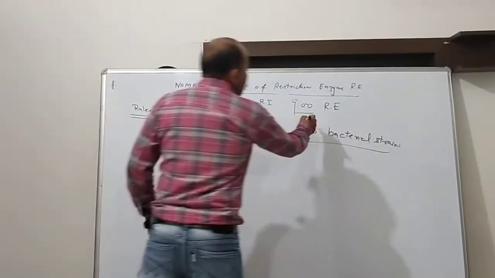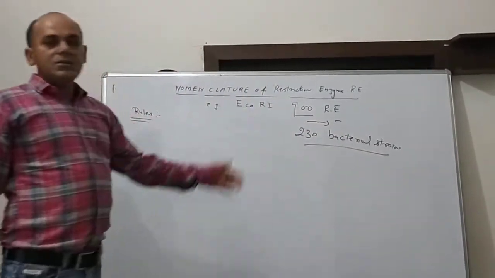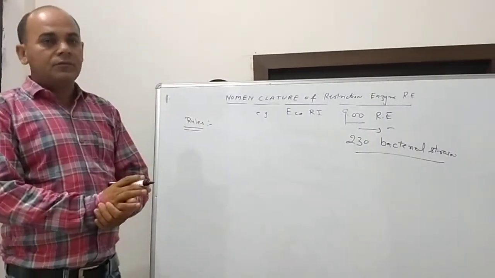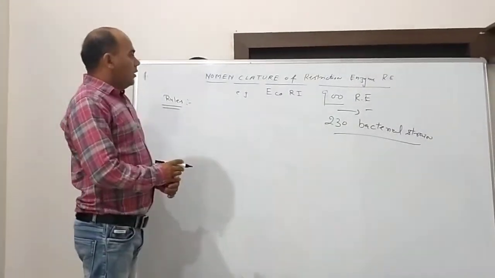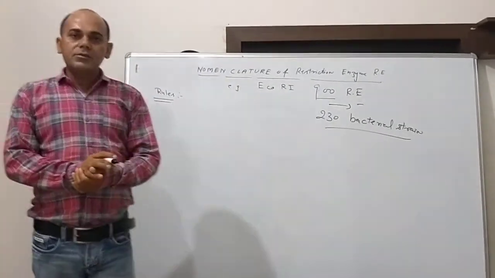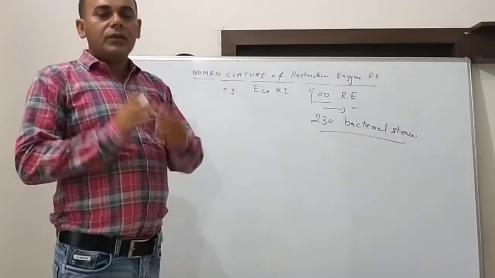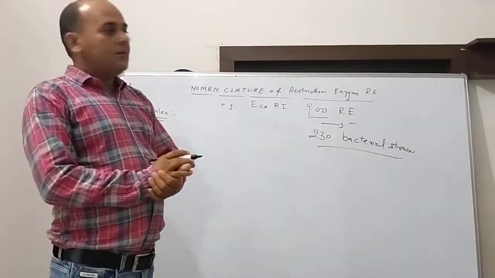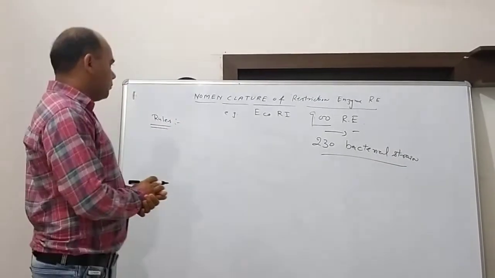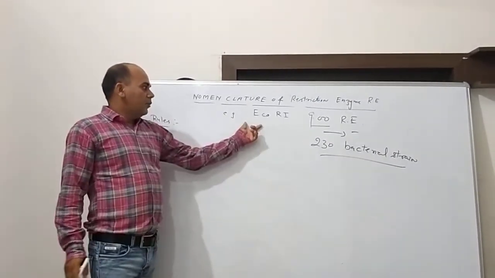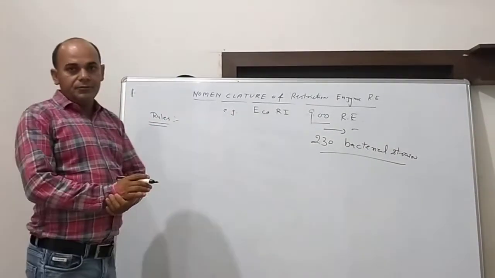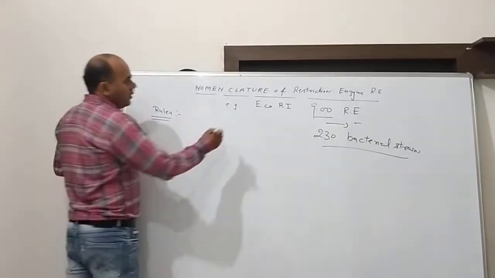So one mass question and MCQs may be set up from this, because this data is given in the NCERT book. So let me discuss how this particular name is given. What are the rules which are used? How can we give a particular name to a restriction endonuclease enzyme? For example, we will take the example of EcoR1 restriction endonuclease. Here some words are written.